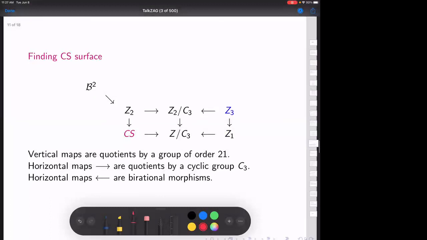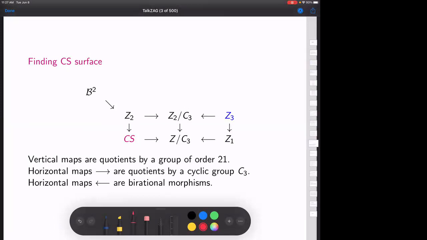It actually contradicted some result in the literature. There was a gap and mistake in the paper that claimed that this shouldn't be isomorphic to its complex conjugate, but this one was isomorphic to the complex conjugate. So in fact, there is just one. Okay, how do you find it?